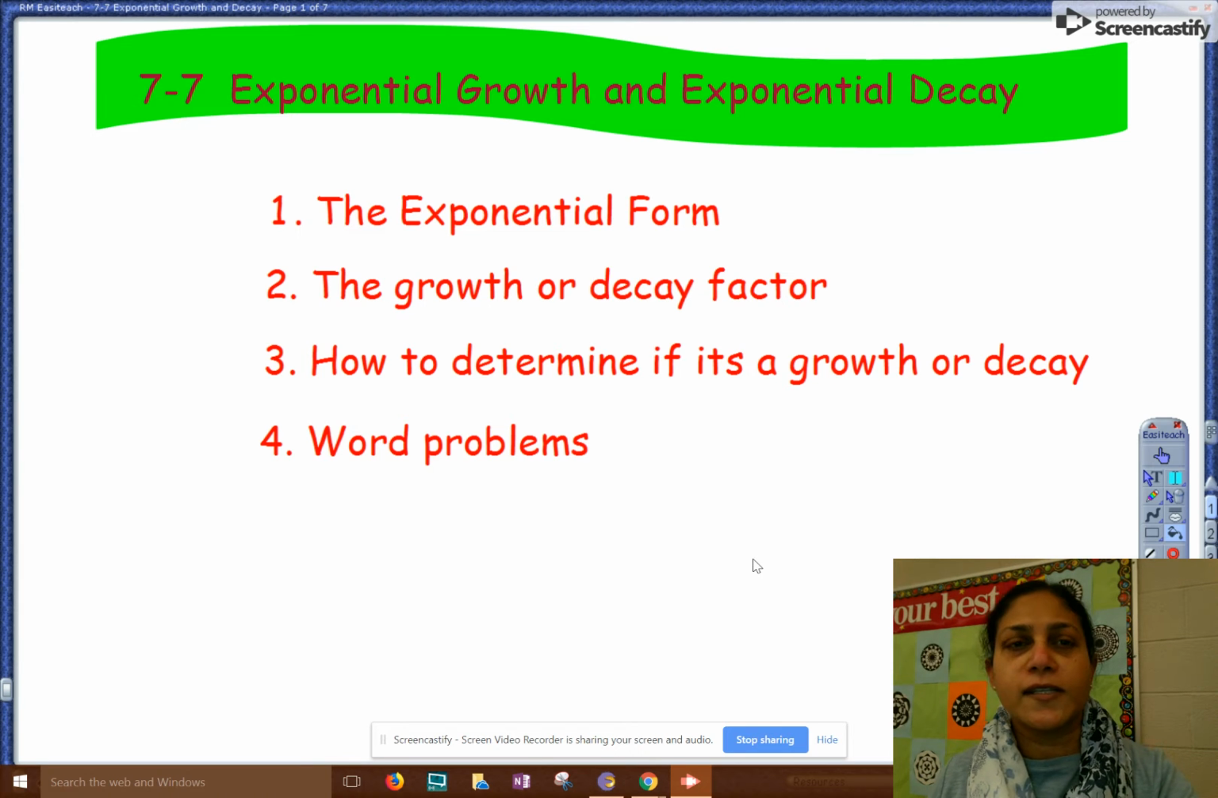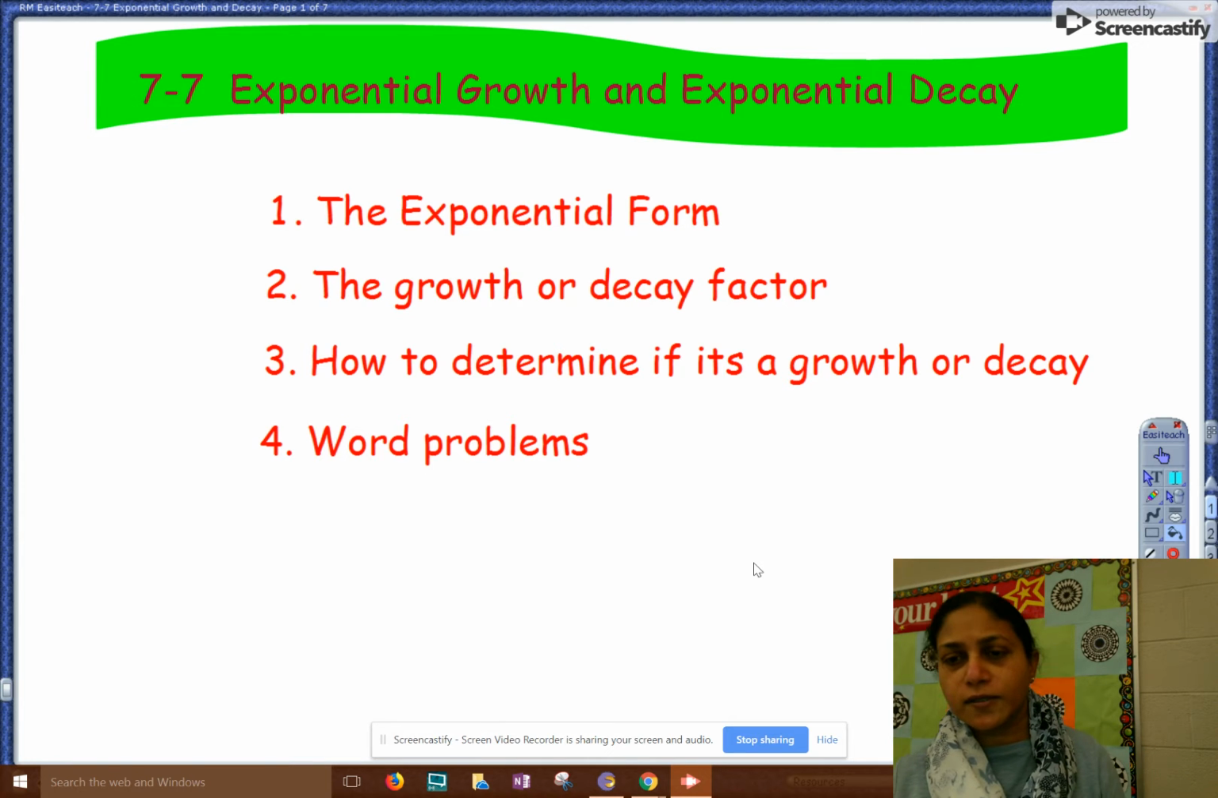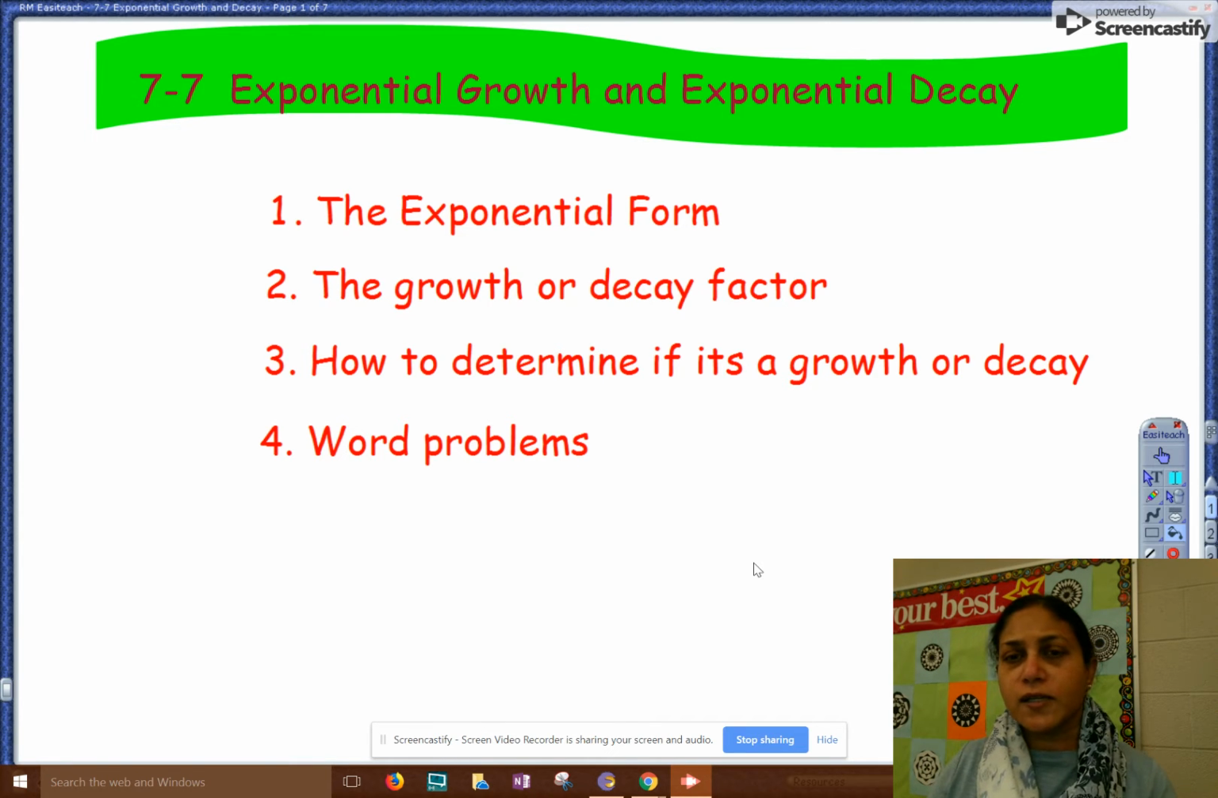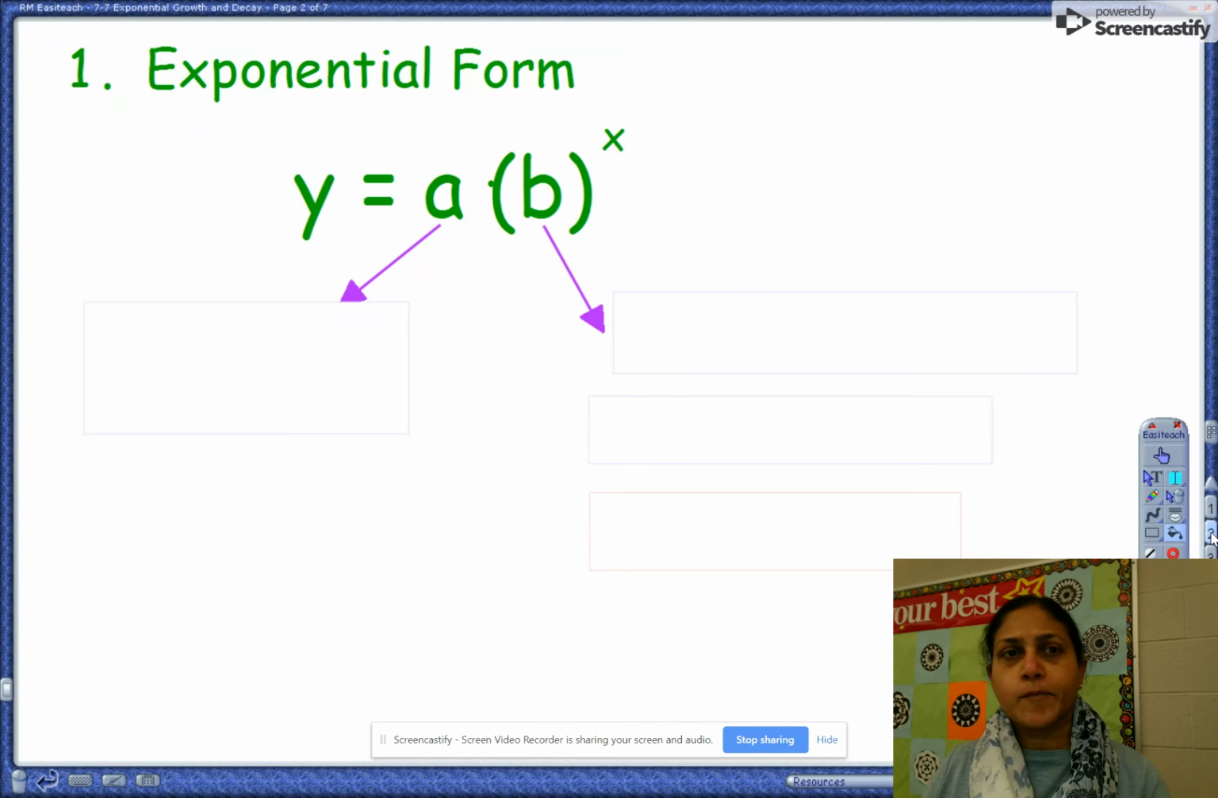Hi guys, today's lesson is about exponential growth and decay. This is when things are growing at a constant rate or they are decreasing at a constant rate. Now, this is just an extension of exponential functions. So you already know the exponential form.